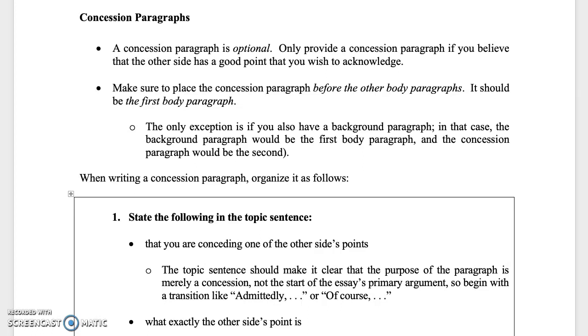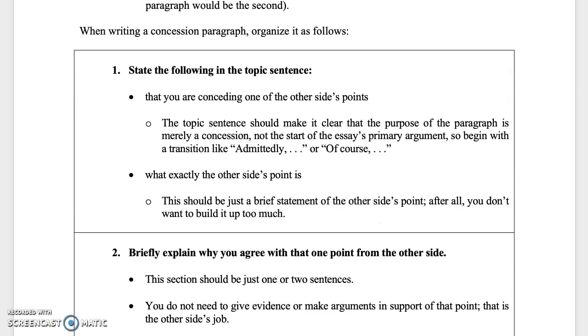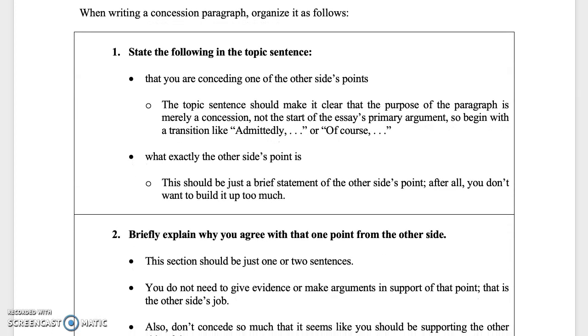Make sure to place the concession paragraph before the other body paragraphs. It should be the first body paragraph before doing confirmation or refutation. The only exception is if you also have a background paragraph, and in that case, the background paragraph would be the first body paragraph and the concession would be the second. So when writing a concession paragraph, organize it as follows.